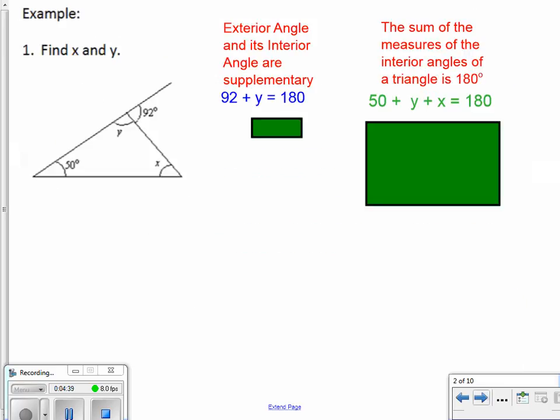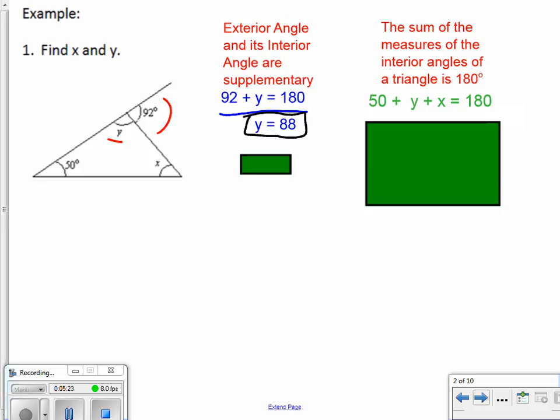So moving right along then, how can we use that to find out some of these missing pieces? Well, 92 degrees in this case, if we're trying to find our values x and y, 92 has to be supplementary with y, because it's our exterior angle with its corresponding interior angle, the interior angle that goes along with it. So if the exterior and interior angles are supplementary, we could write that as 92 plus y has to equal 180. So again, if we just subtract 92 from both sides, y has to be 88, or 88 degrees.